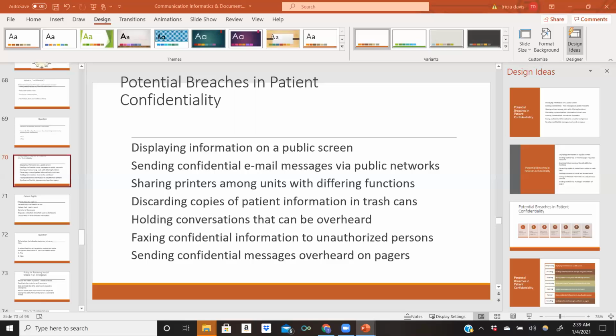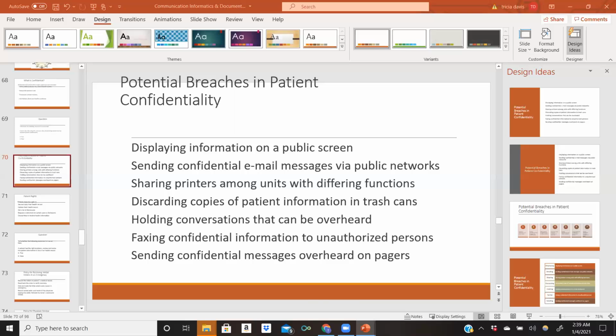So if you're on your patient's cell phone, or if you're on your work cell phone, you want to make sure that you're not standing outside of Mr. Edwards' room, which is next to another patient's room, talking to their family member about that patient. You don't want other patients to know what's going on with other patients, and you don't want other family members to hear what's going on with other patients.